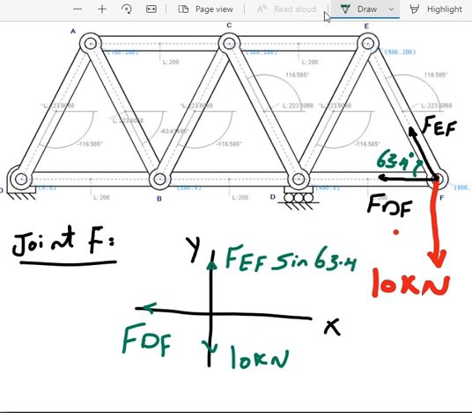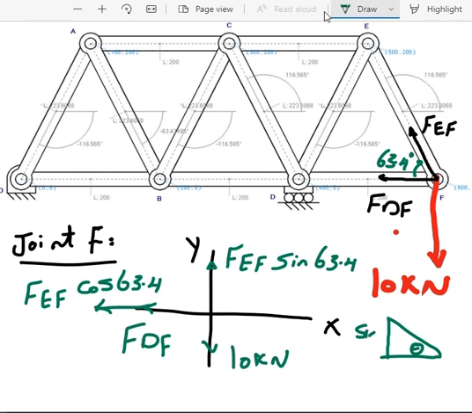Someone might ask why we say this is sine and the other one here is cosine. Yes, so this is trigonometry. Here, this is the horizontal and this is the hypotenuse and this is the angle theta. So the opposite is sine, right? And the adjacent is cosine. So that's why I choose this sine and this one is cosine. Okay, so this is our joint.